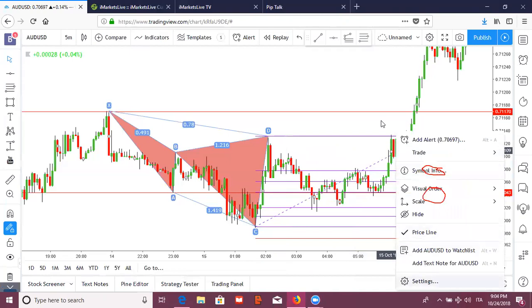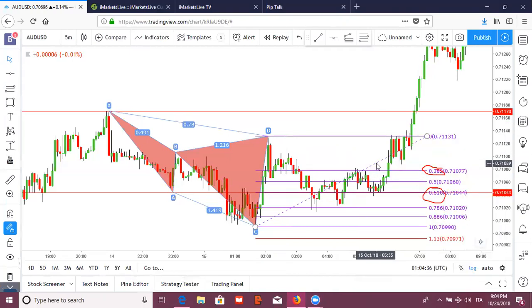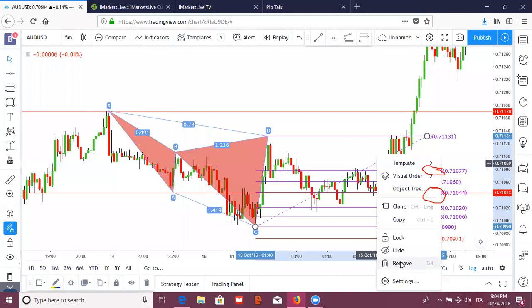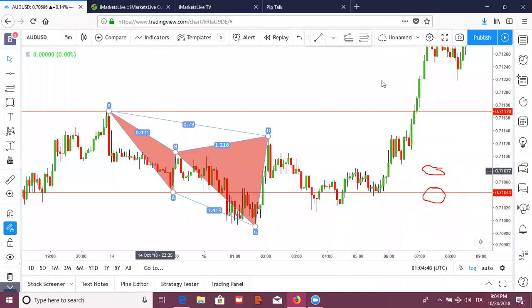So yeah, guys, this is the Cipher pattern, and this is how you train your eye to see the markets. So definitely go back in time and look at the patterns and try to train your eyes to see this.